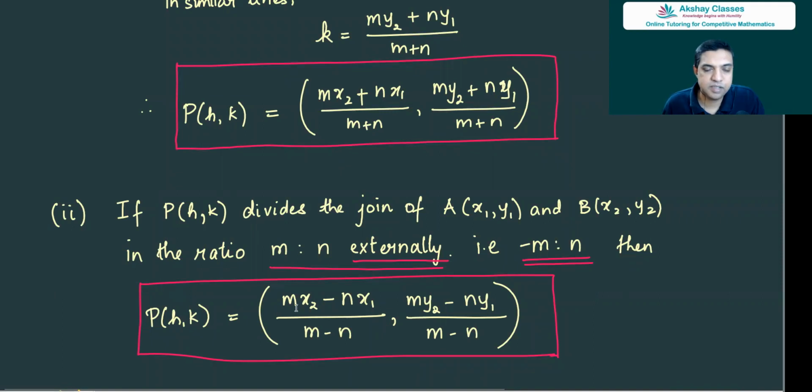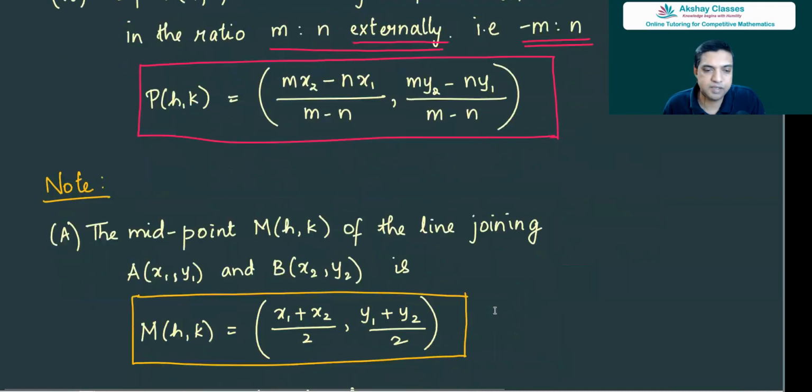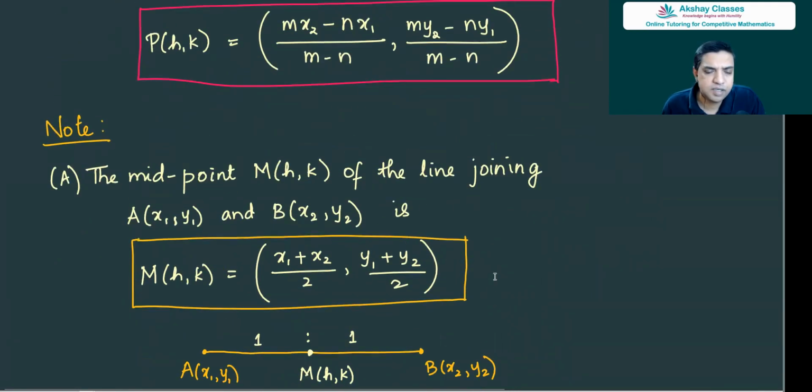The point which divides the join of A x1 y1 and B x2 y2 externally in the ratio m:n is mx2 minus nx1 upon m minus n, my2 minus ny1 upon m minus n. Based on this, we have a midpoint formula. Midpoint of the line joining 2 points, A x1 y1, B x2 y2, is x1 plus x2 upon 2, y1 plus y2 upon 2.